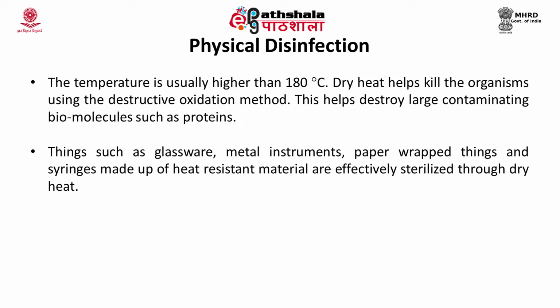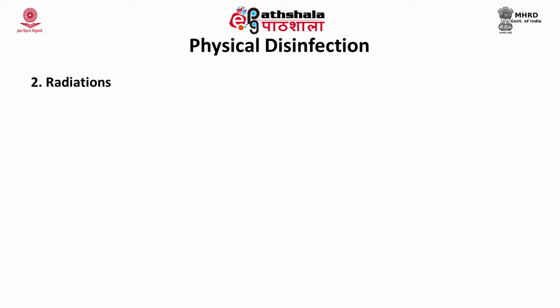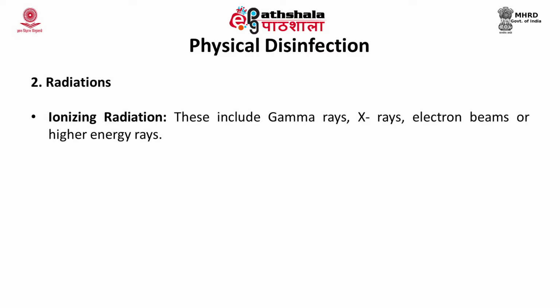Laboratory items such as glassware, metal instruments, paper wrapped things and syringes made of heat resistant material are effectively sterilized through dry heat. The next physical process to achieve disinfection is radiation. The types of radiations generally employed to kill microorganisms are ionizing radiations, non-ionizing radiations, microwave radiations and ultrasonic sound. Ionizing radiations.